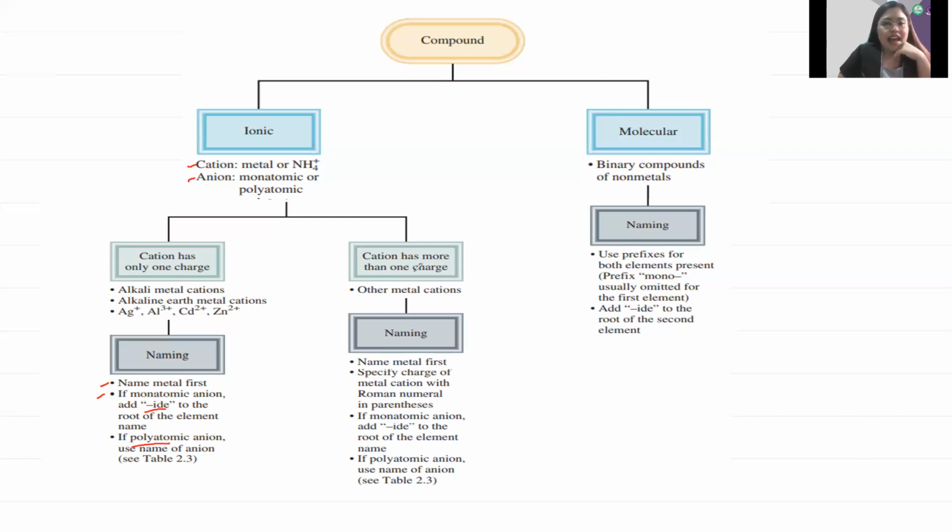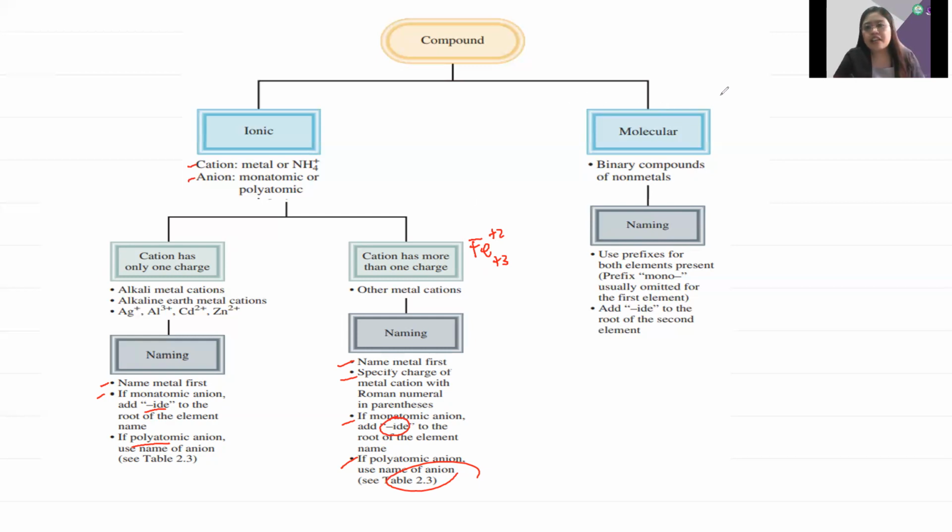Pero kapag cation has more than one charge, kagaya ng iron, positive 2 or positive 3, anong gagawin? Name the metal first. The same ang name niya. And then you have to specify the charge of the cation using the Roman numerals written inside the open and close parentheses. And then yung second part na anion, ganun pa rin, mag-e-end pa rin siya sa IDE, or kung polyatomic ion, just name the polyatomic anion. So ganun lang, paulit-ulit lang itong ating guidelines.